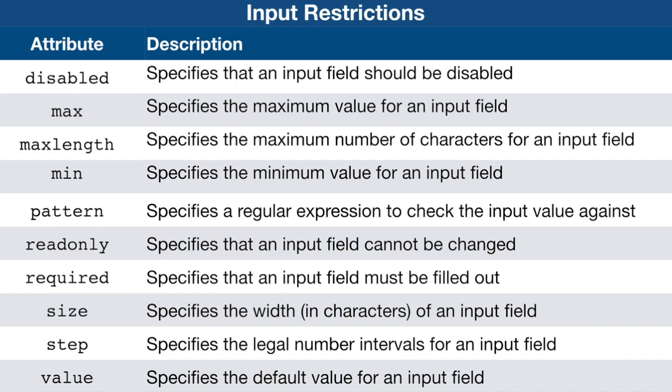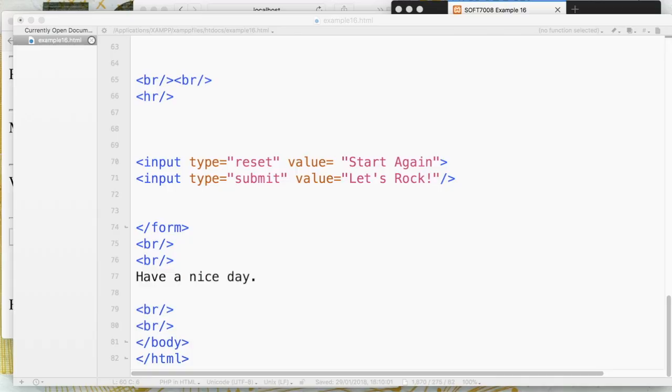Step will set the intervals for an input field, if it's one of those that has numerical values. Instead of allowing, like for age, for example, 1, 2, 3, 4, 5, you might decide for weights that you're only taking to the nearest 5 kilos or 10 kilos or something. So you might go like 0, 10, 20, 30, 40. You can specify the interval. And then if you use the value attribute in the specification for the input, you will be setting the default value.